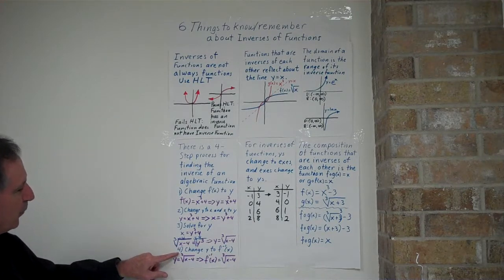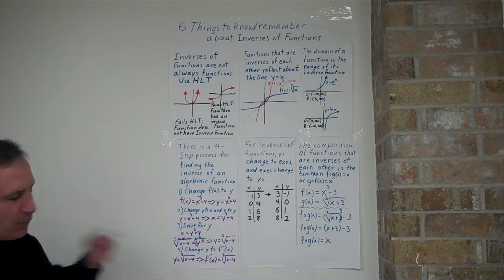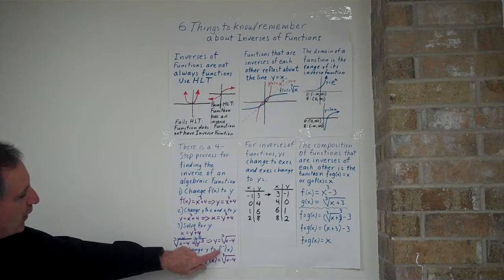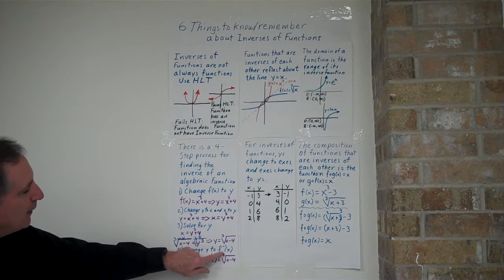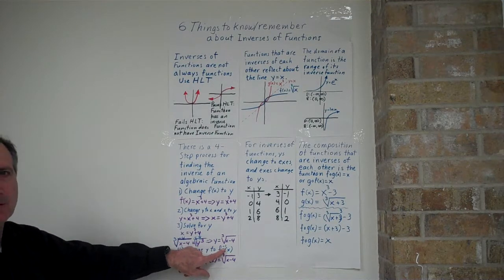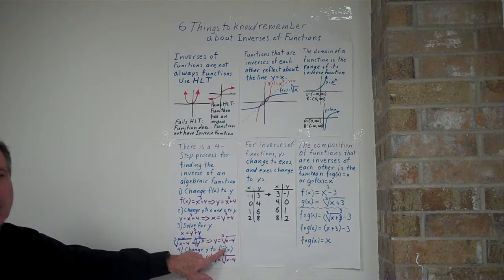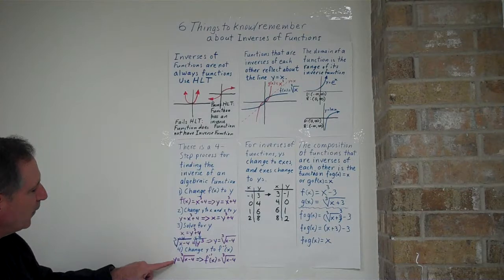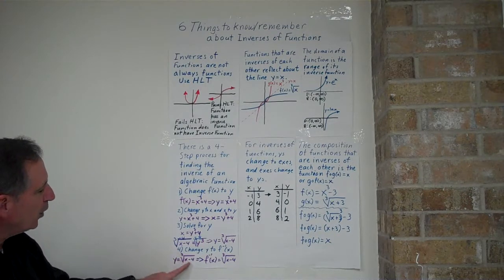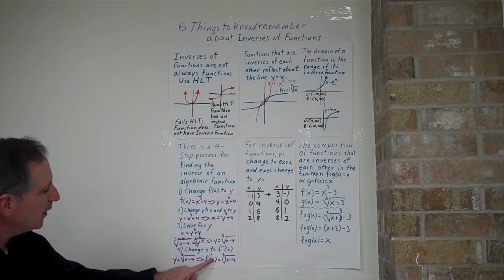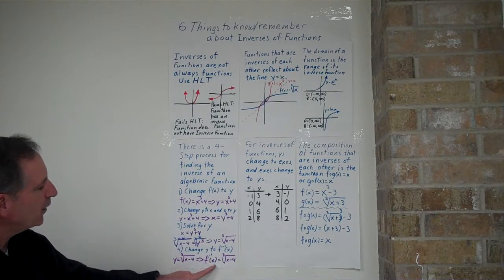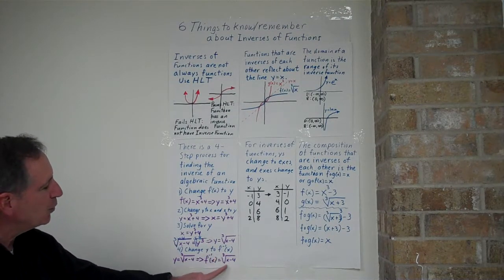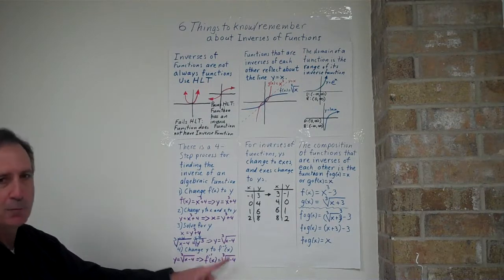And then the fourth step is to change y to inverse function notation, which is this f negative 1 of x. And that negative 1 looks like it's an exponent, but actually it's inverse function notation. So just be careful about that. And so that changes the function y equals the cube root of quantity x minus 4 to f negative 1 of x, or the inverse function of x, equals the cube root of quantity x minus 4.